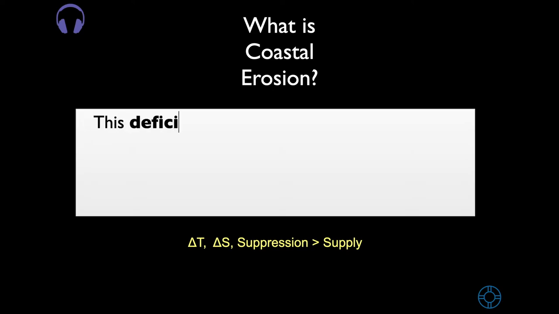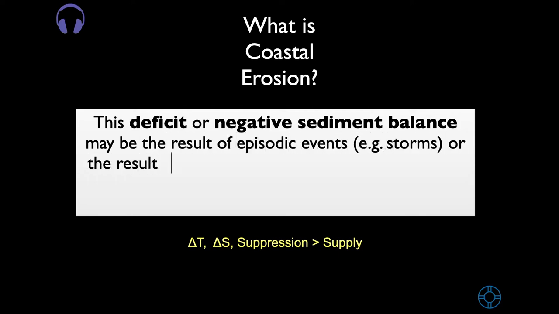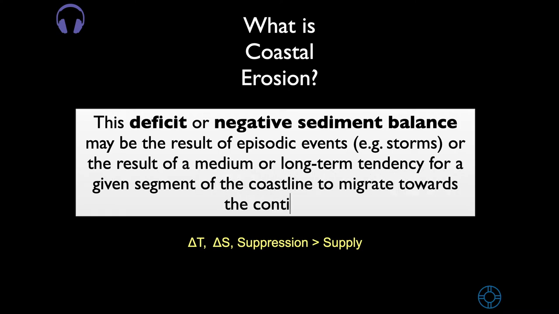These deficits, or negative sediment balance, may be the result of episodic events, for example, coastal storms, or the result of a medium or long-term tendency for a given segment of the coastline to migrate towards the continent.